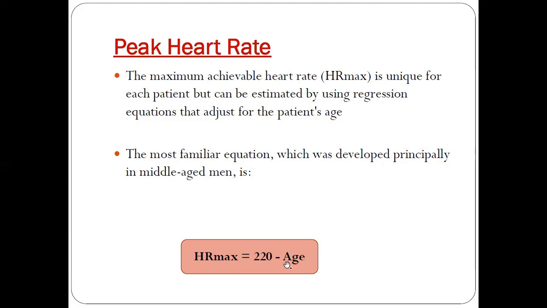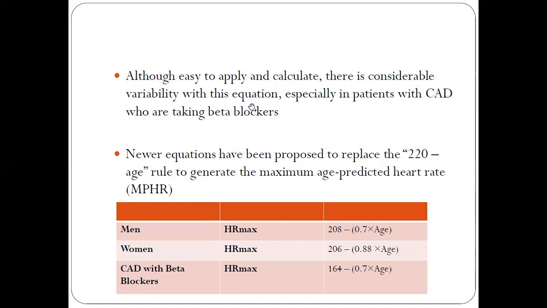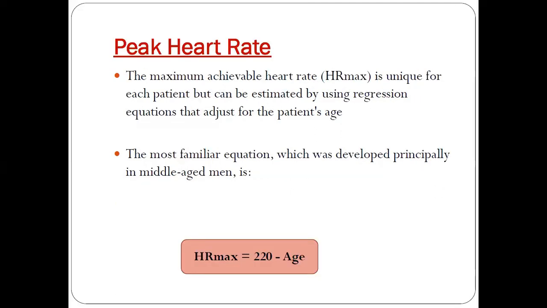So suppose you are 30 years old, the maximum heart rate achievable by you should be 220 minus age, that is 30, that is 190. Although easy to apply and calculate, there is considerable variability with this equation, especially in patients with coronary artery disease who are taking beta blockers. So often we come across patients who are on beta blockers or heart rate controlling medications. For that patient, you cannot apply this formula.